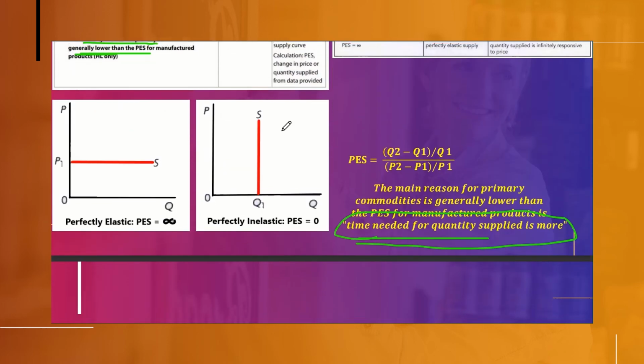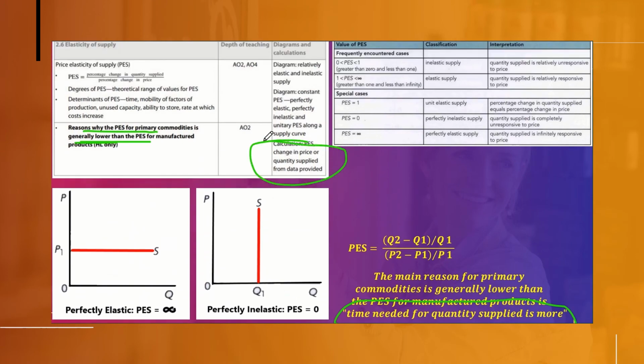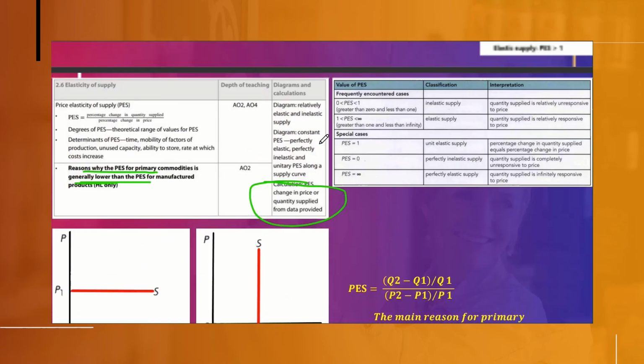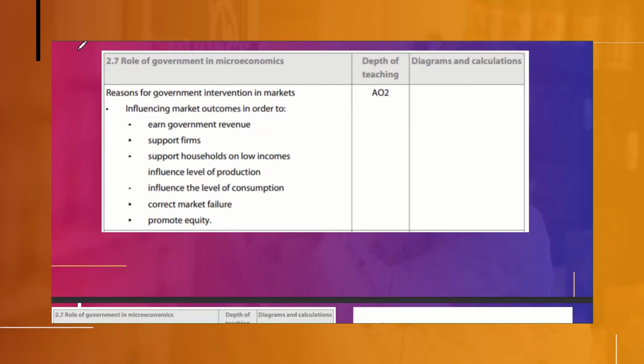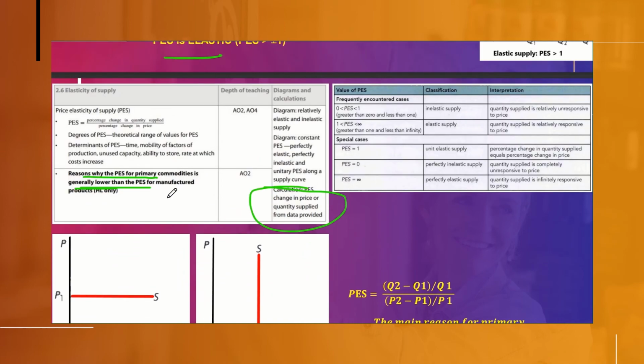Okay, so they can ask us to calculate the YED value, so that alone is enough. Right, perfectly elastic and perfectly inelastic demand curve and supply curve are the same. So in the perfectly inelastic case, PES value will be 0. In the case of perfectly elastic, PES value is infinity. That's it in the PES case.